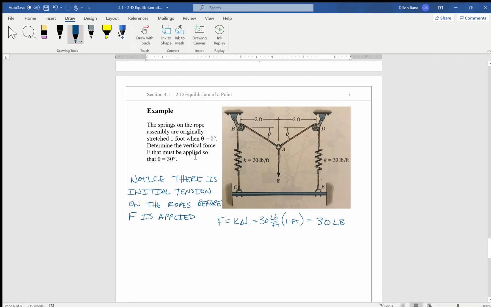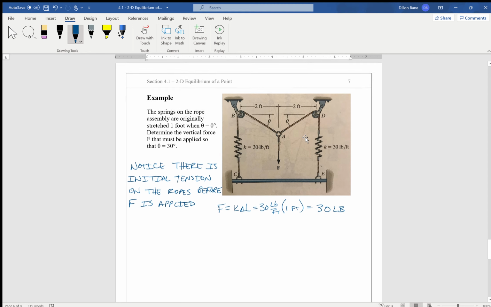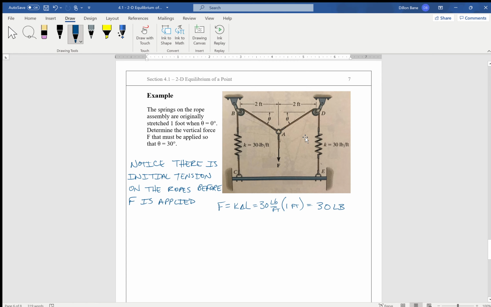So do we know the length of the original position, right? Do we know what BA was before the F was applied? That answer is yes. Okay. So let's go back here. What we need to do is start trying to figure out what the spring forces are after F is applied.